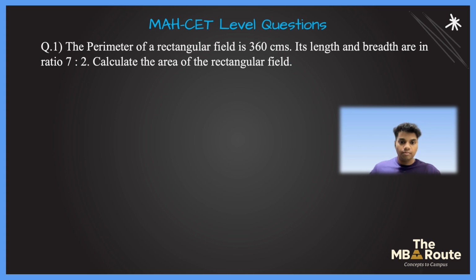So here is the first question. The perimeter of a rectangular field is 360 centimeters. As we know, the perimeter of a rectangle is the sum of all sides. This is length, this is breadth, and the perimeter is equal to 2 into length plus breadth, right? So let's read the question further. Its length and breadth are in the ratio 7 is to 2. So length by breadth is 7 by 2.